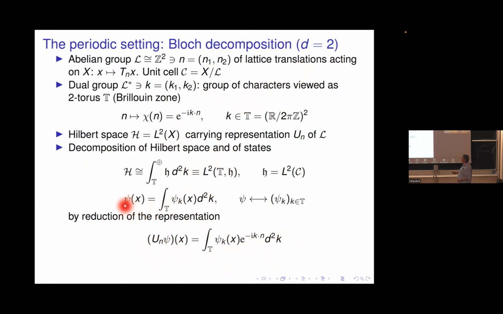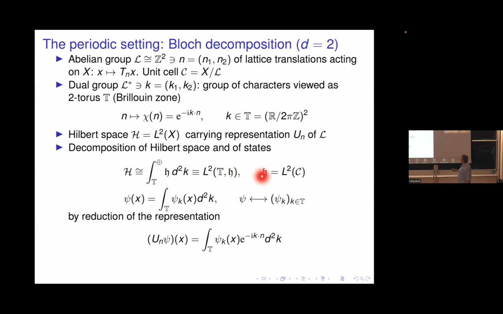The decomposition of any psi into lots of psi_k of x is just given here. It's sort of a weird decomposition. And by this, the wave function psi in the Hilbert space is represented by a bunch of psi_k's, one for each k, for each quasi-momentum k. And so the elements of this right-hand side are the elements of this direct integral.